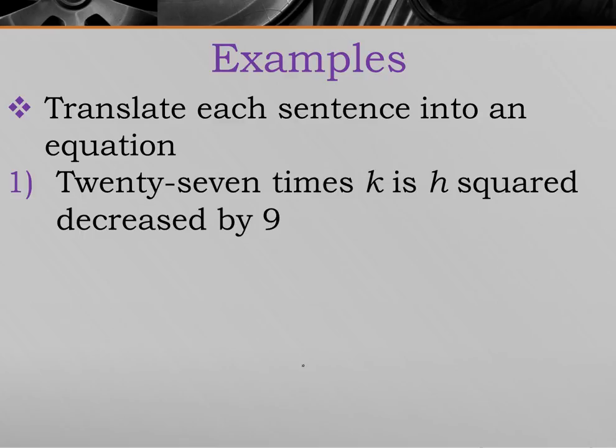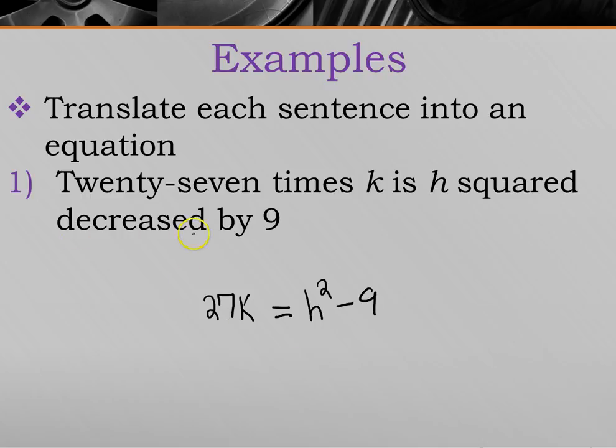27 times k is h squared decreased by 9. So sometimes there's more than one variable. Generally the sentence will tell you which different variables to use. It's not going to say 17 times a number is the number squared. That'd be the same number. But if they give you an actual variable, we know those are two different ones. So 27 times k is 27k, is h squared decreased by 9.